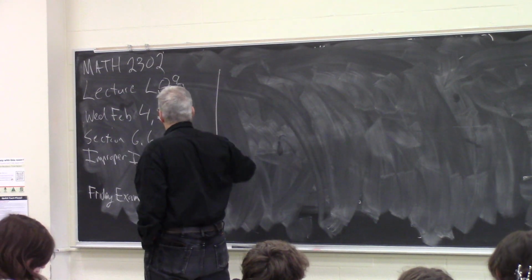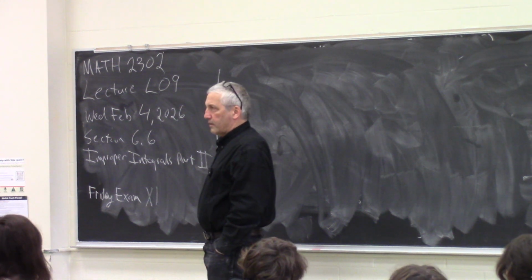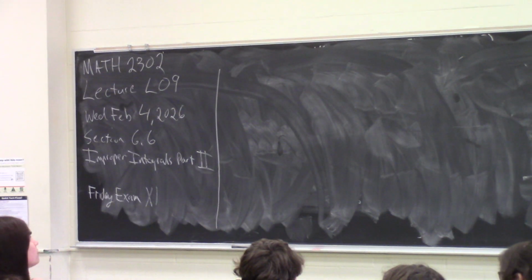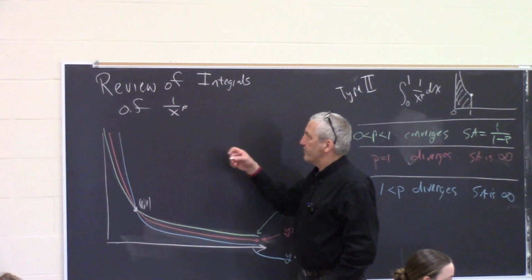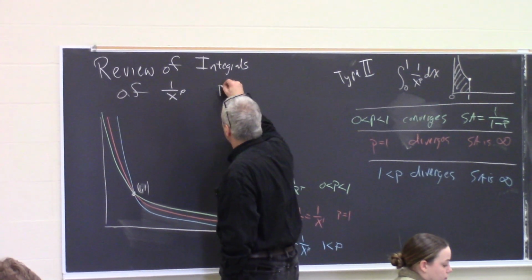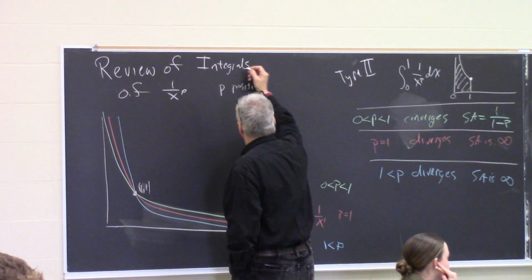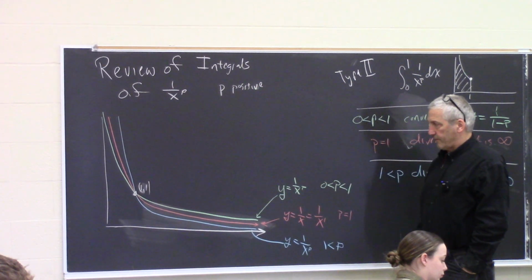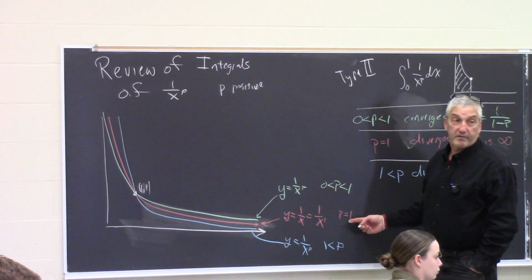Well, I want to start by reviewing what we did on Monday. On Monday, we were talking about families of functions of the form 1 over x to the p, where p is some positive real number. And so we have these three families of functions. The one in the middle is when p is the number 1, we just have the graph of y equals 1 over x.